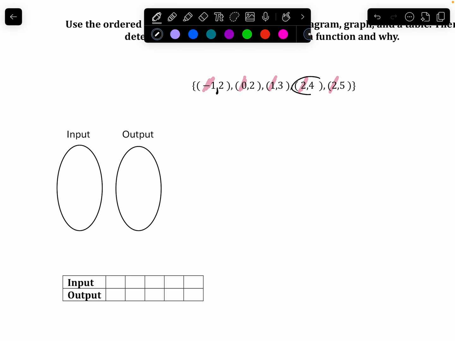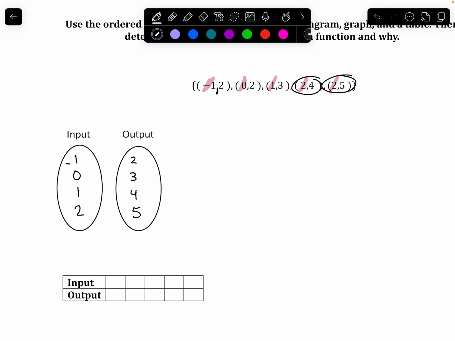Now we have a problem right here. Do you see that those two coordinates have the same x value? When I make my mapping diagram specifically, I cannot put two number 2's in the diagram. We're going to do -1, 0, 1, and 2. Do not write 2 twice. Then with the outputs, I've got a 2, a 2, a 3, a 4, and a 5. Again, I'm not going to list those 2's twice. I'm only going to list them once. So we've got a 2, a 3, a 4, and a 5.